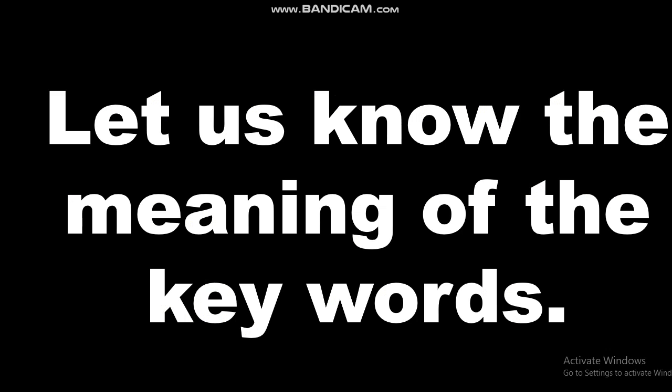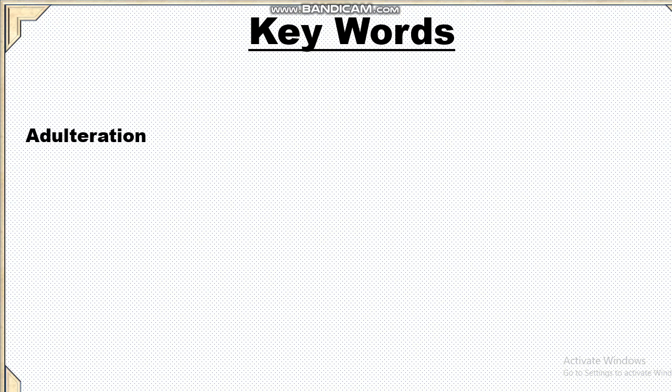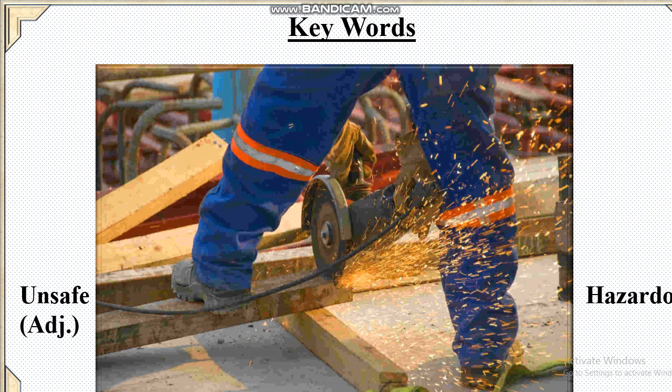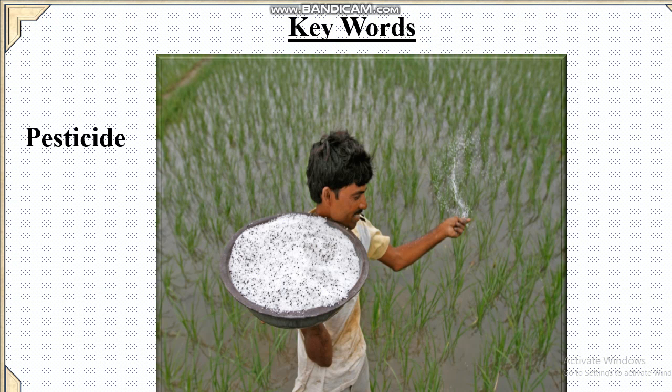Let us know the meaning of the keywords first. Keywords: adulteration, contamination. Do you understand? Adulteration means contamination. Another word, unsafe. Common word, hazardous. Hazardous means doing some work without being conscious or without thinking about safety. That is unsafe. Now another, pesticide. A farmer is throwing manure into his field, and that is nothing but pesticide.